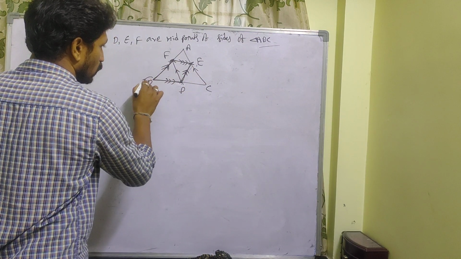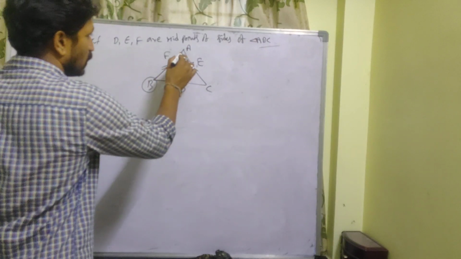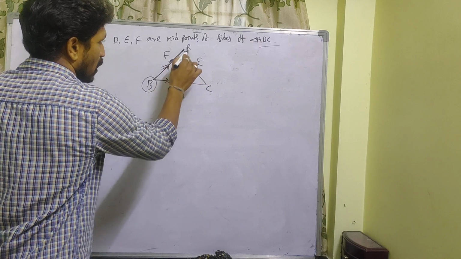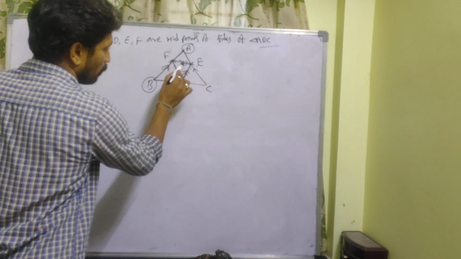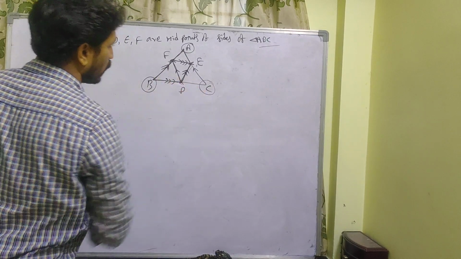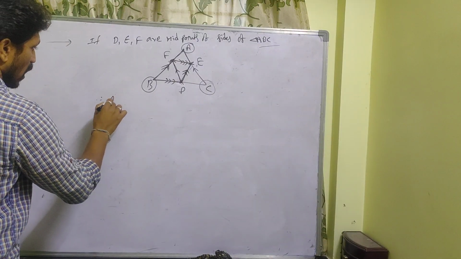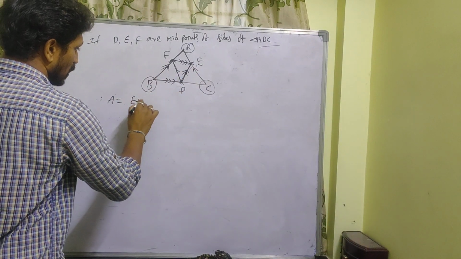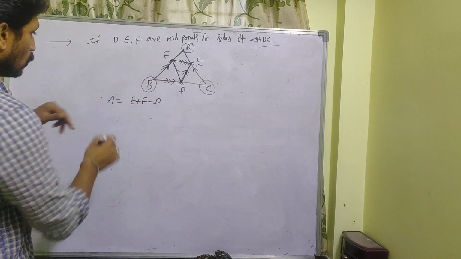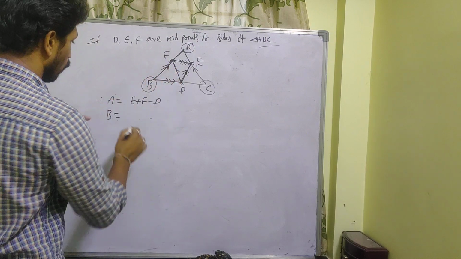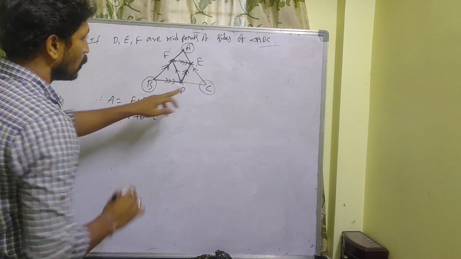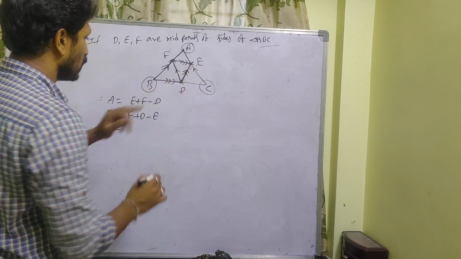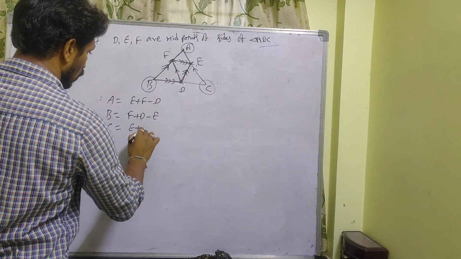For this parallelogram, this is the fourth vertex, and this is nothing but a parallelogram, and this is nothing but a fourth vertex, and the same, this is also a parallelogram. This is nothing but a fourth vertex. So now, A is equal to, what can you write? Add these two and subtract this one: E plus F minus D, to find ABC. So B is nothing but F plus D minus E. To find C, for this parallelogram, E plus D minus F.